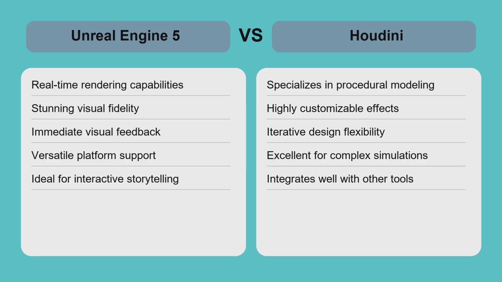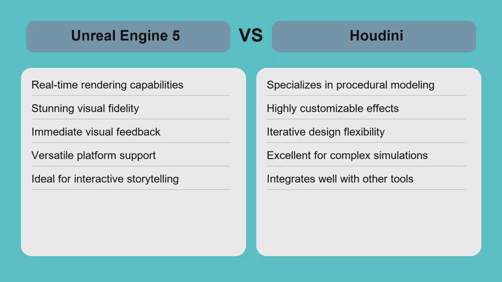For example, a game developer wanting immersive worlds would benefit from Unreal Engine 5's real-time tools, while a VFX artist creating realistic destruction or fluid simulations would prefer Houdini's procedural power. The trade-off is between interactivity and simulation complexity.